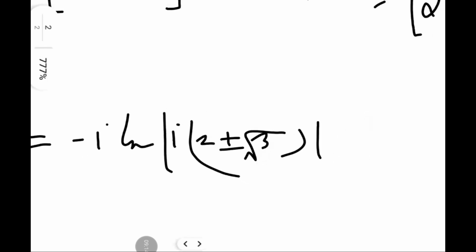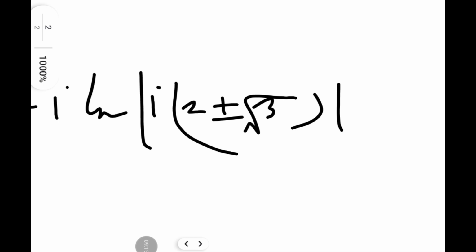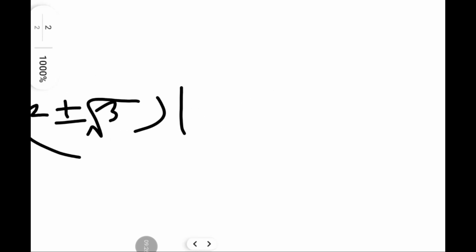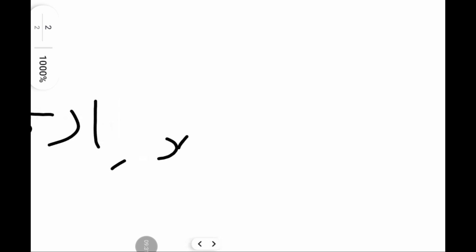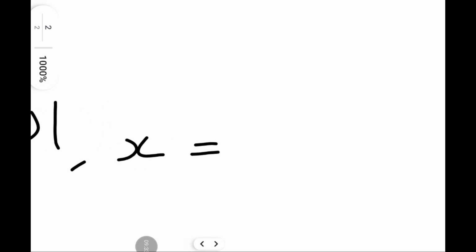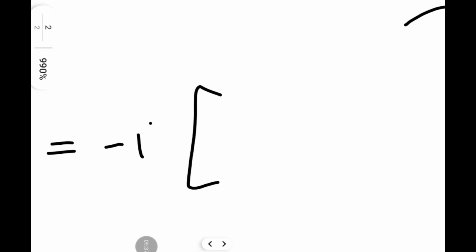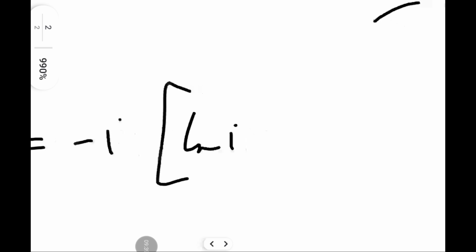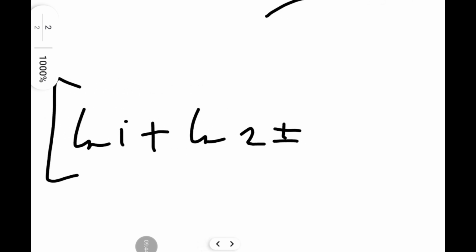Now this itself can actually be simplified even further. We know that inside here, in logarithms, these parts are multiplied together, which means you can write it in the form x is equal to negative i, and let's put in brackets, we can break it up into ln of i plus ln of 2 plus or minus root 3. So we have it in this form now.